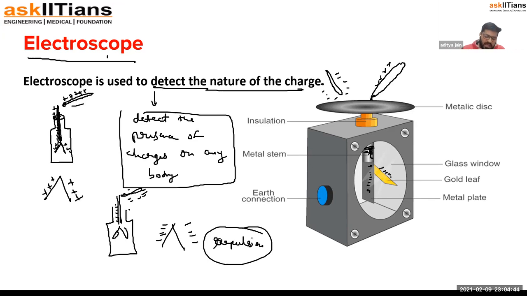So you can see in both the cases, whether you are making a positive charge body touch the metallic disc, or a negative charge body touch the metallic disc, there is repulsion observed between the leaves. That repulsion or divergence will confirm the presence of charge on the body you are interested to study. So this is the electroscope, an instrument which is used to detect the presence of charges on any body.